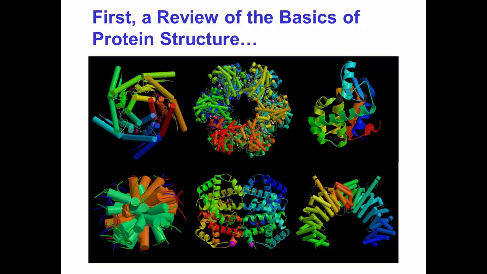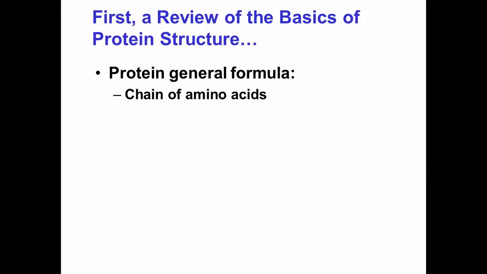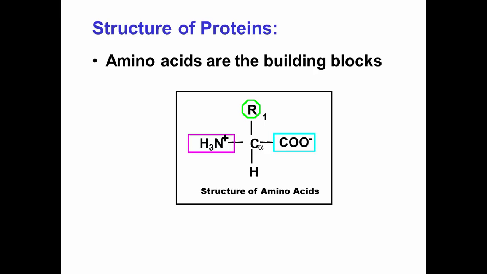So protein structure, as you may be aware, has some very cool structures. Each protein is unique. It's got different levels of structure that allow them to come together in 3D. So this is just a picture that I think is interesting. And then very much a review, the general formula for a protein. You've got chains of amino acids in sequence in the primary. They're held together by peptide bonds, right? And we've got basic structures, the primary, secondary, tertiary, and quaternary, right?